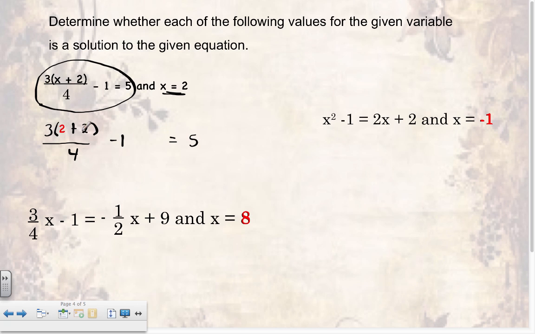So now order of operations is going to tell me I have to do my parentheses first. So I'm going to rewrite everything and instead just add those parentheses together. I can cancel out these 4's. And does 3 minus 1 get me 5? No, it gets me 2. And does 2 equal 5? So this is not a solution because I came up with a false statement in the end.